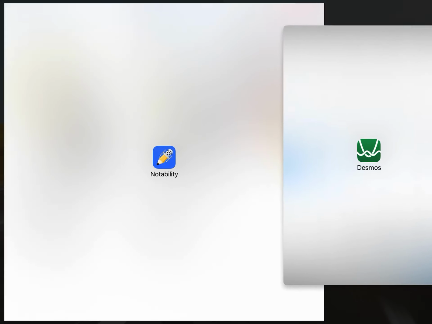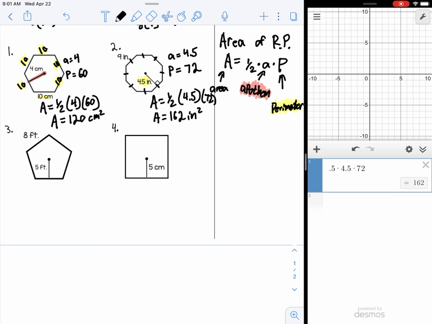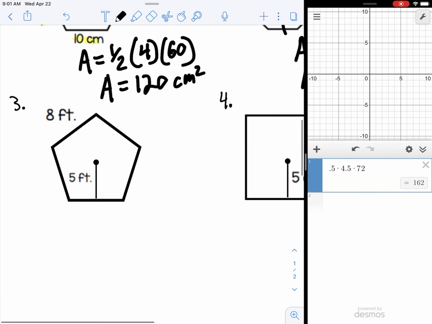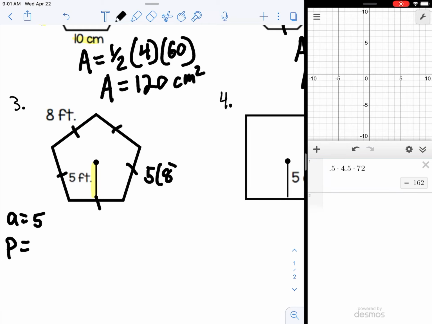Alright, I'm going to move my calculator over. Zoom in on number 3. Okay, number 3, my apothem is 5. So my A is 5. My perimeter, well, I need to figure out how many sides I have. I see that I have 1, 2, 3, 4, 5 sides. So it's 5 times 8, which is 40. So I know my perimeter is 40.